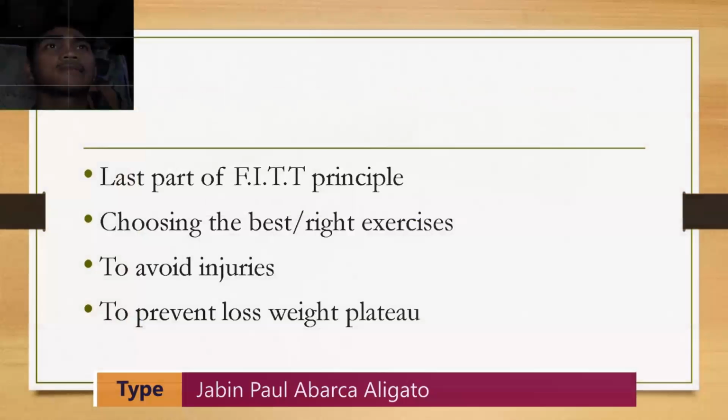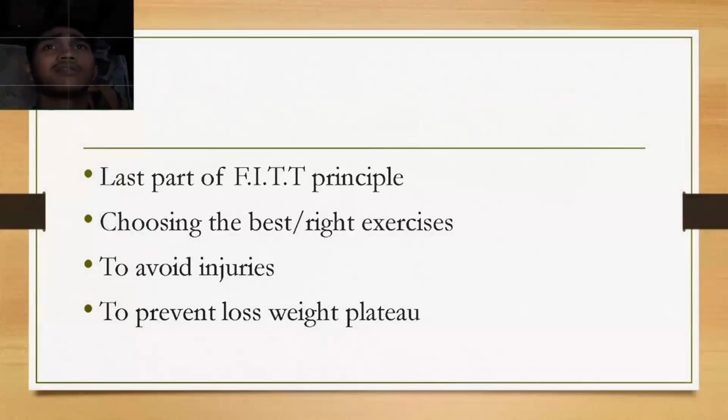The next is type. Type is the last part of the FITT principle. It refers to the type of exercises undertaken and what kind of exercises you do. For example, if you want to burn fats, then choose the perfect type of exercises that can burn your fat. You can search the internet and look for the best type of exercises to burn fat.